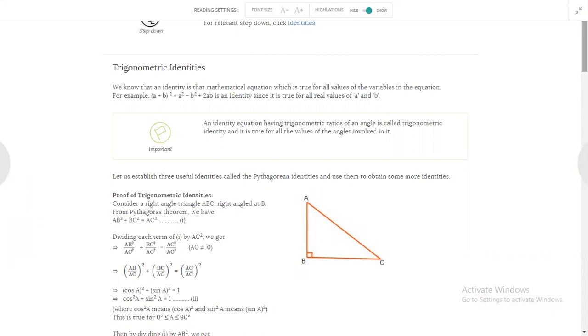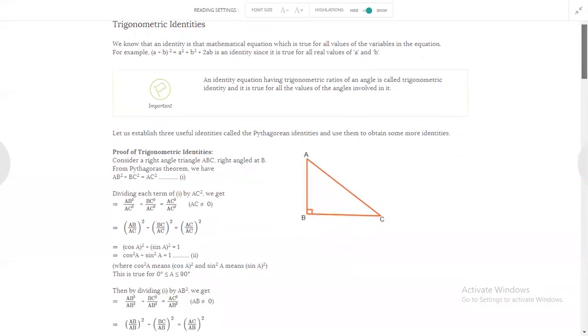Now an identity is a mathematical equation which is always true for all the values of the variable. It will always be true for whatever value of the variable. So that is meant by an identity. So a trigonometric identity is an identity related to trigonometric ratios, which is always true for all values of the angles.